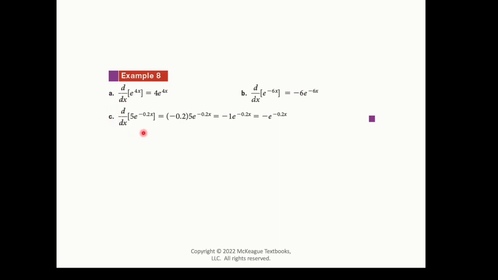Part C, we have 5e to the negative 0.2x. Again, we're just going to copy this over. So we have 5e to the negative 0.2x, and then we're going to multiply it by the derivative of the exponent, which would be negative 0.2. So I'm going to put that in front here, and I can multiply it by the 5. So I'm going to get negative 1e to the negative 0.2x. And if you don't want to, you don't have to put that 1 in there. You can just leave it as negative e to the negative 0.2x.